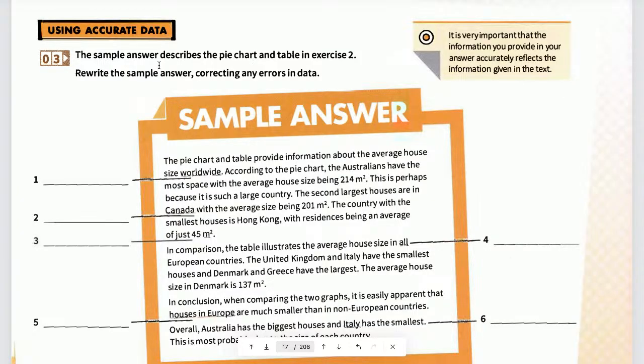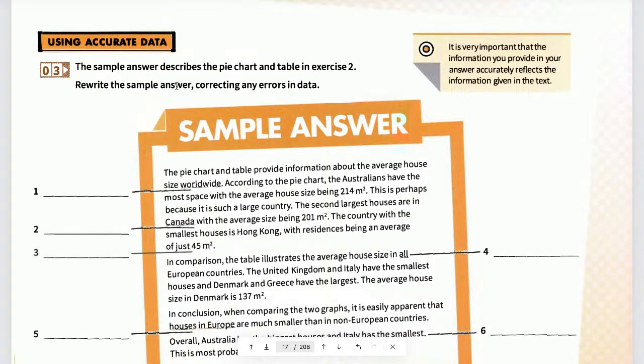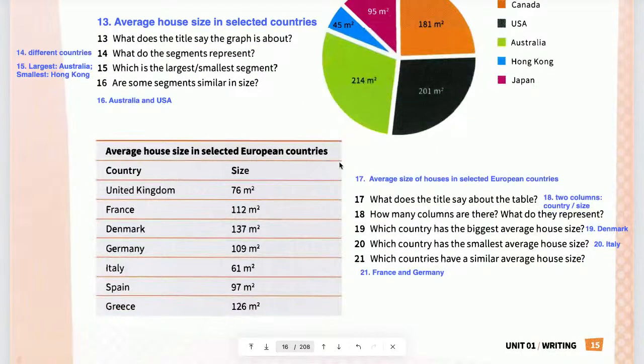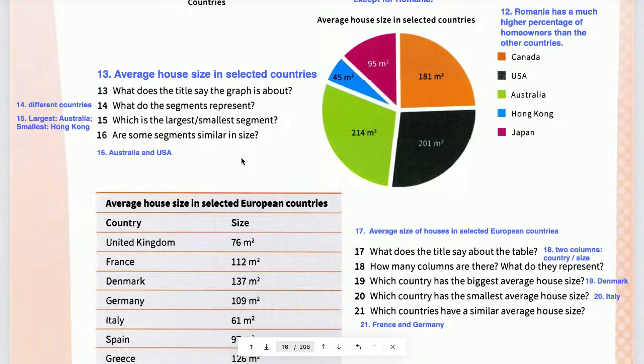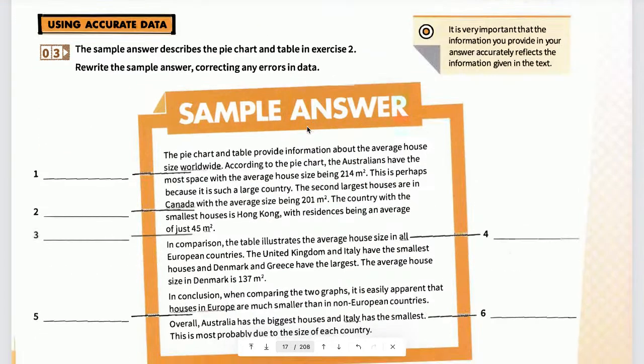The sample answer describes the pie chart and table in exercise 2. We write a sample answer correcting any error in data. So we have the pie chart right there, average house size in selected countries, and then we have the table down there, average house size in selected European countries. You see that, right? And then we write the sample answer correcting any errors in data.